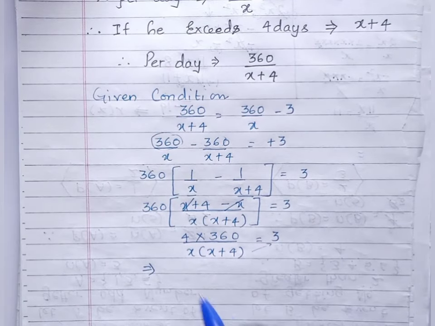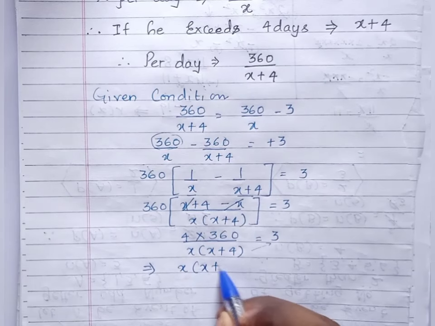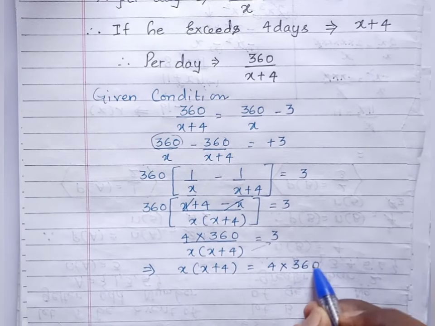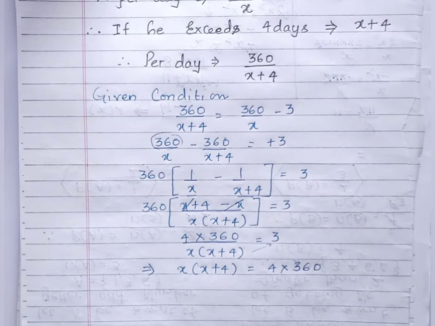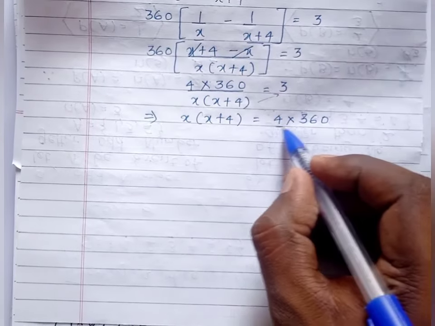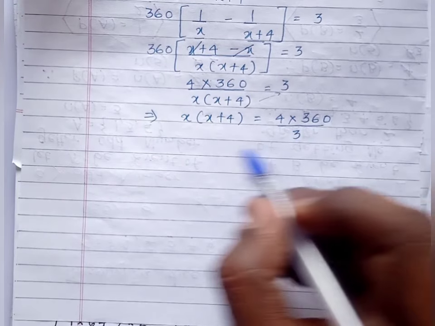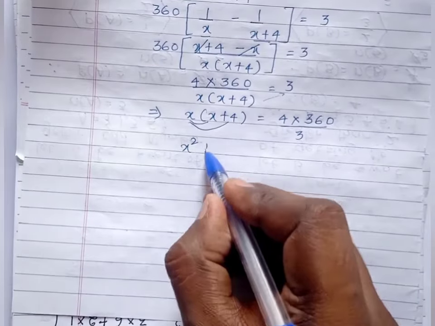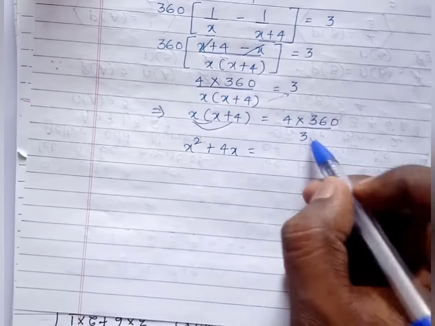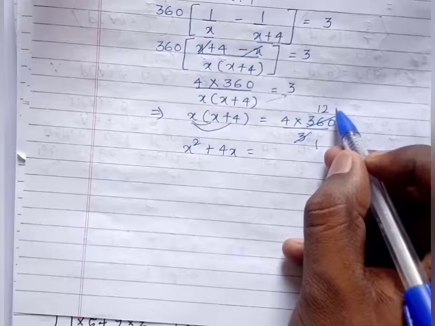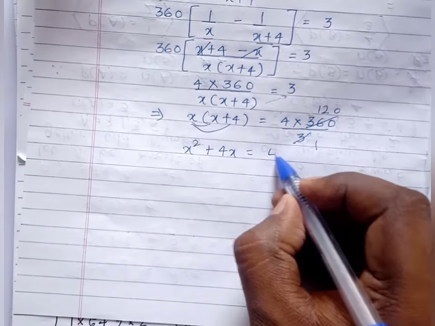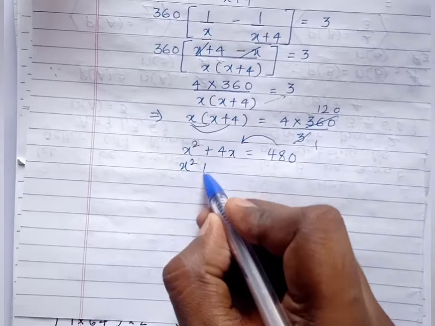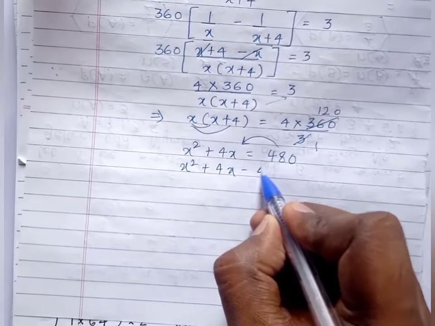Now rearranging the terms, x into x plus 4 equals, I'll shift this 3 to the numerator of LHS. Now x into x, then x into 4, that is x square plus 4x equals 3 1s are 3, 120 is... So 4 into 120 is 480. Shift this 480 to LHS, what you get? x square plus 4x minus 480.